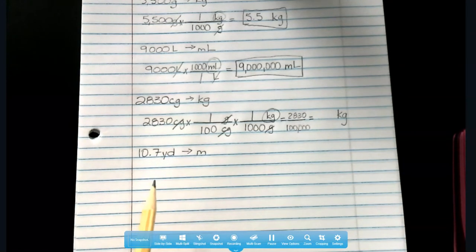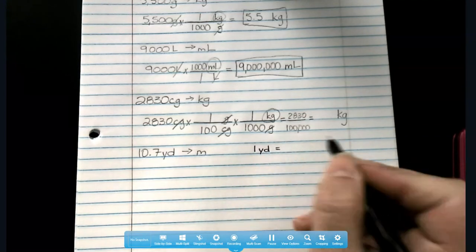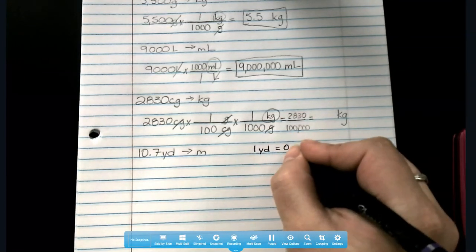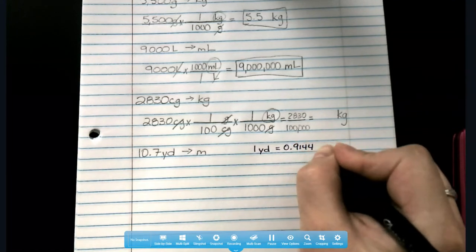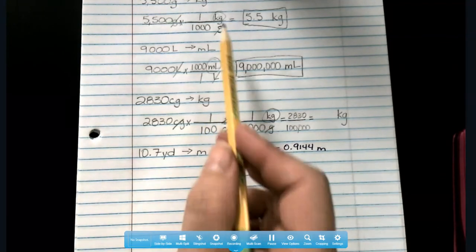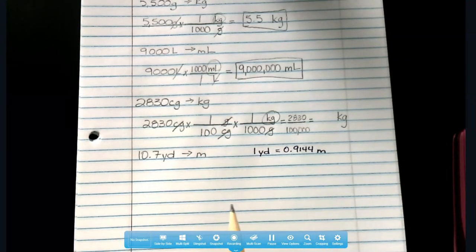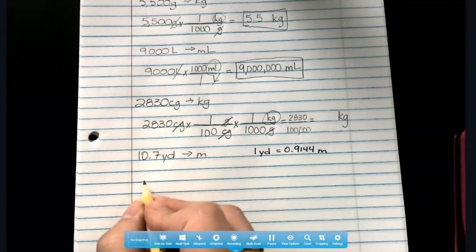If you look at that conversion sheet that I gave you in the very beginning of the year when we first started talking about this, you will see that 1 yard is equal to 0.9144 meters. So we're going to need that. Now, this was just jumping around between the metric system. This one we're actually going to have to do that conversion. So this is why we learn the process.